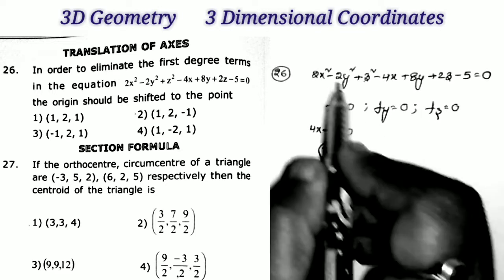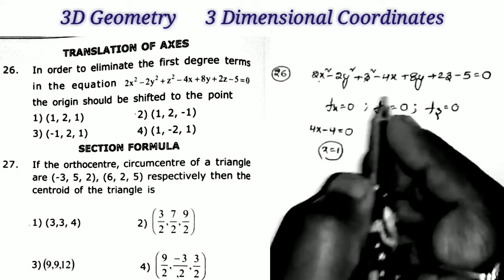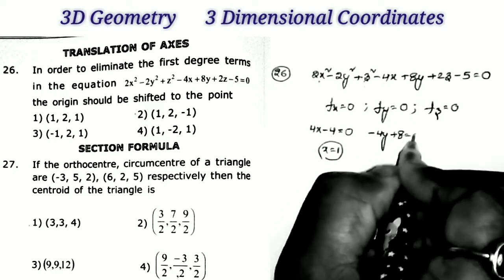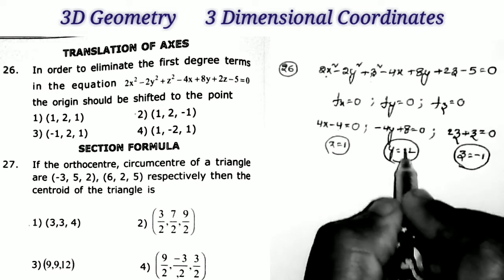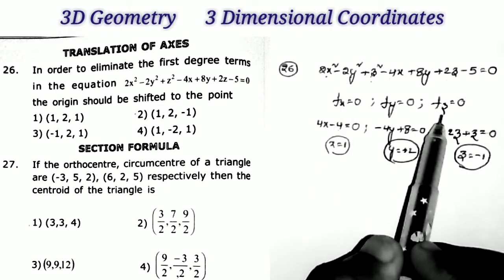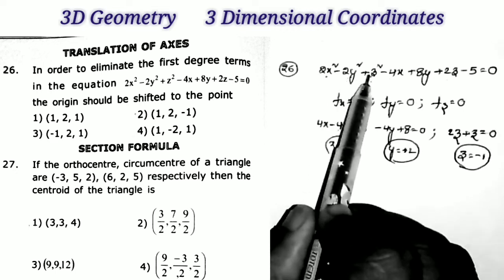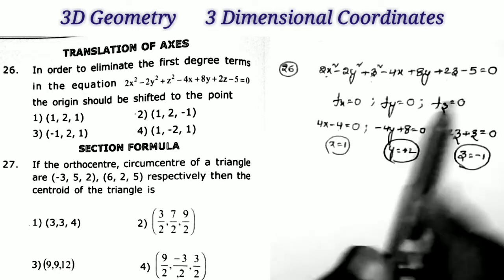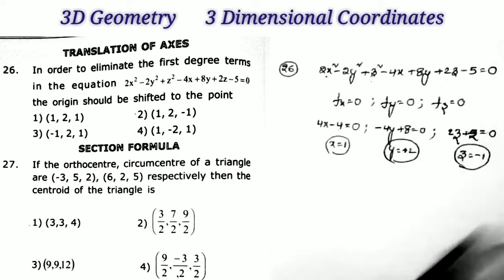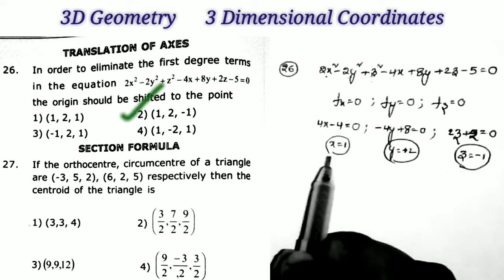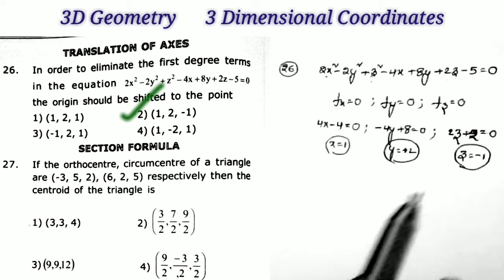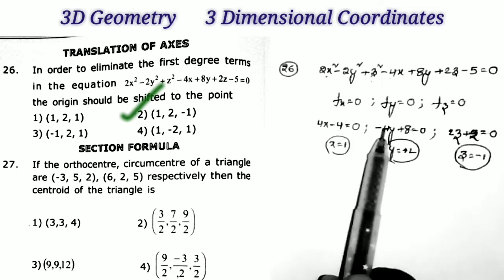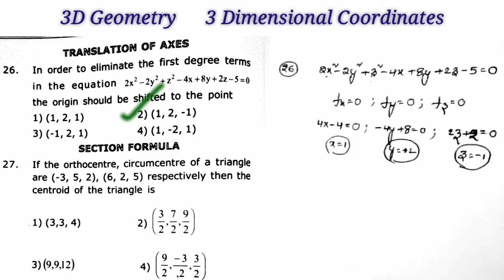Now coming to the fy equation. Minus 4y derivative, and plus 8y derivative plus 8, equals 0. That is, the value of y is equal to 2 here. And doing that, fz is equal to 0. Fz means z square derivative 2z, and 2z derivative 2, is equal to 0. That is, the value of z is equal to minus 1. Therefore, the answer is (1, 2, minus 1), and that is the second option. Very easy. Just simply taking the partial derivatives with respect to x, y, z, and then finding the values of x, y, z to get the new origin.